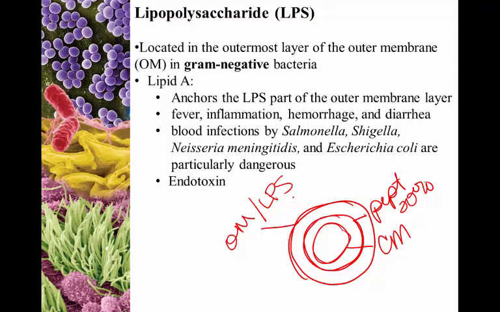Mostly we see this being particularly dangerous in blood infections of Salmonella, Shigella, Neisseria meningitidis, and Escherichia coli. The meningitis, we often see in the central nervous system. Meningitis being the end result there, but it will show up in the blood sometimes. Again, this is our one example, the only one of an endotoxin. Put them together, gram-negative endotoxin. The gram-positives can have exotoxins, but only the gram-negatives have an endotoxin.